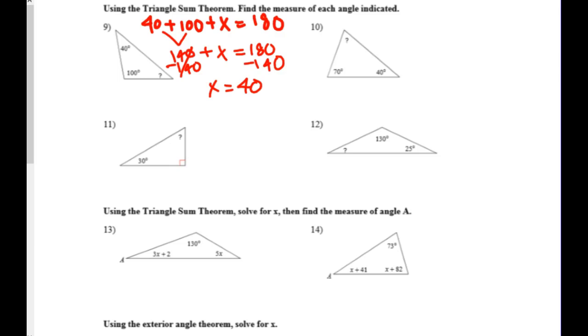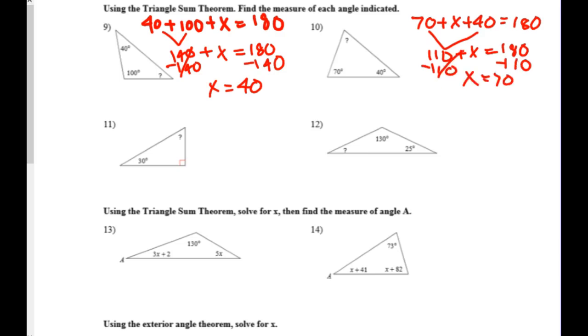Same thing with 10, 11, and 12. On 10, 70 plus x plus 40 equals 180. Combine like terms to get 110. Get rid of that loner. X equals 70. 180 minus 110 is 70. On 11, 30 plus 90 plus x equals 180. Combine like terms, 30 plus 90 is 120, plus x equals 180. Get rid of the loner, minus 120 on each side gives us 60.